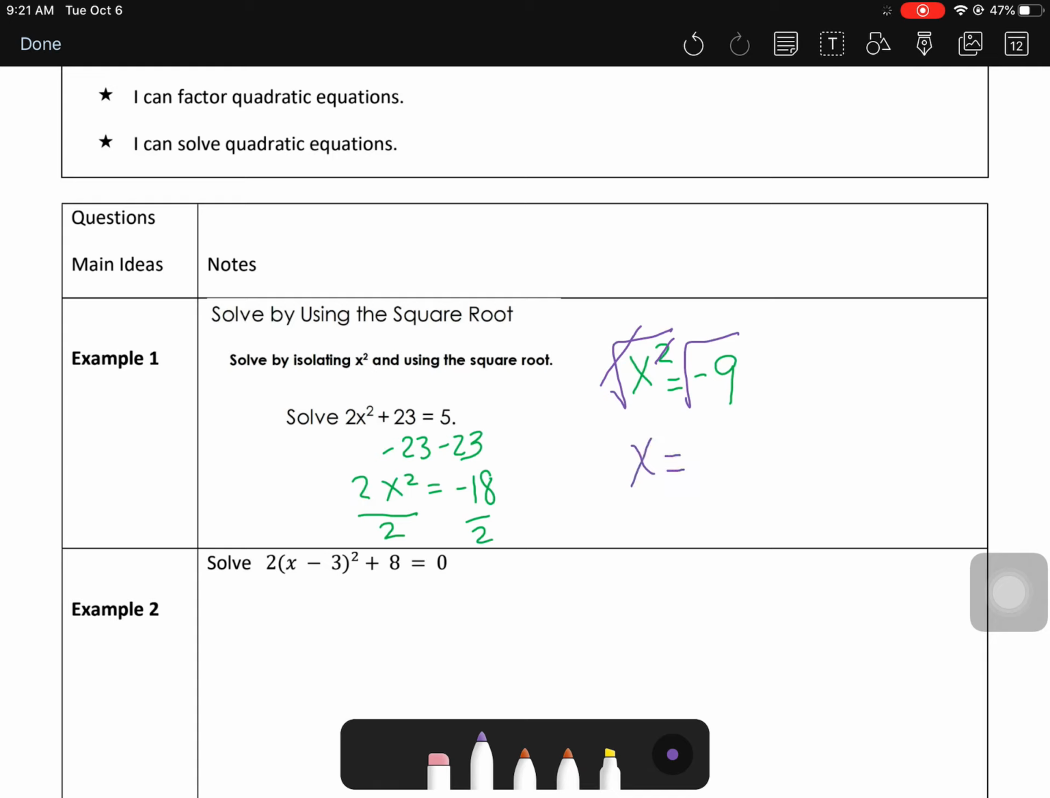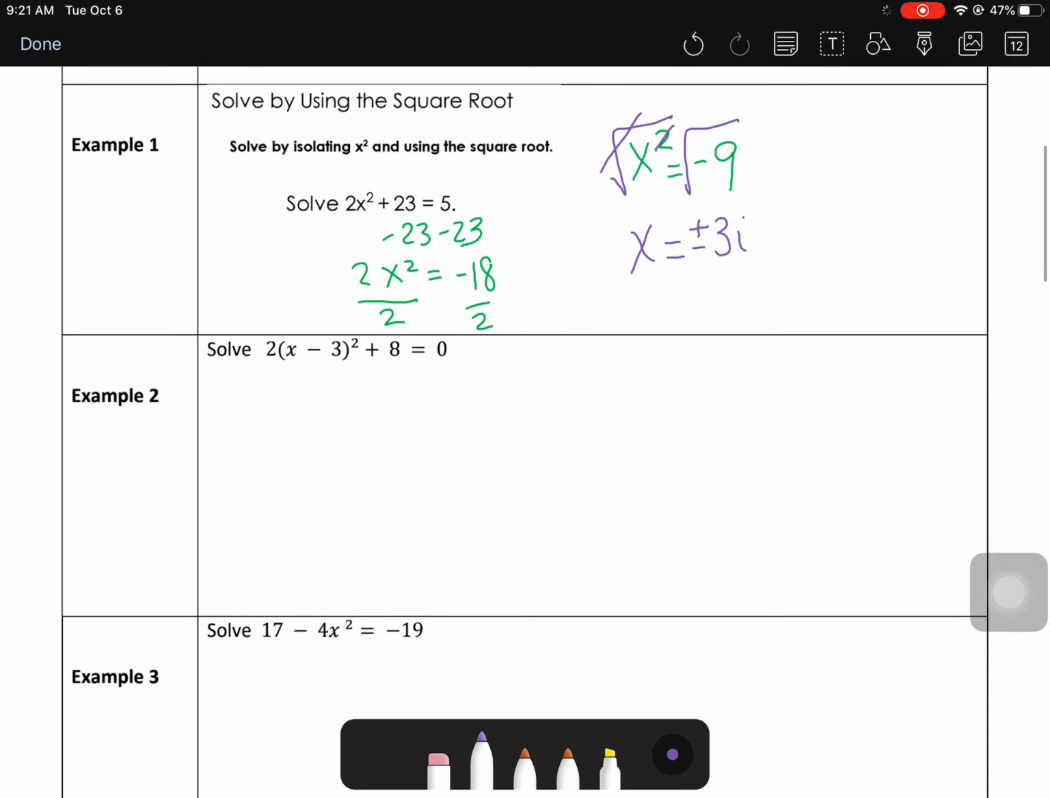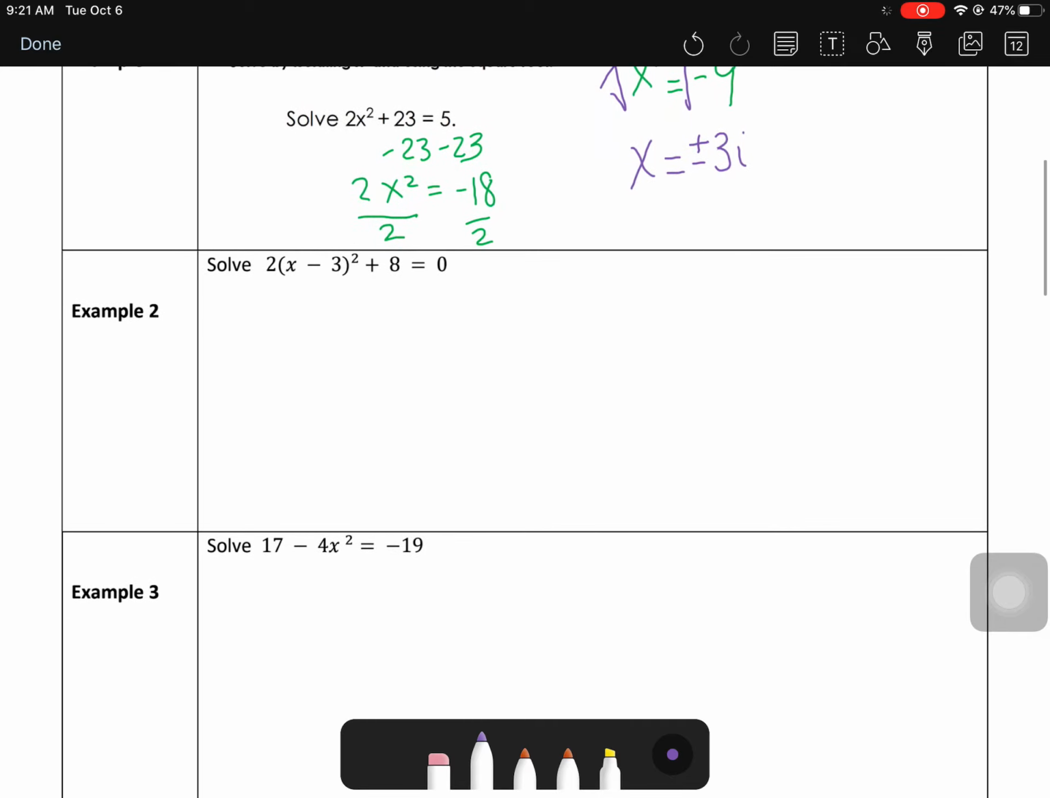And because we are solving an equation, we don't know if we want the positive or negative answer, so we always remember to put our plus or minus. The square root of 9 is 3. And the square root of a negative 1 is i. So that solution will be x equals plus or minus 3i.